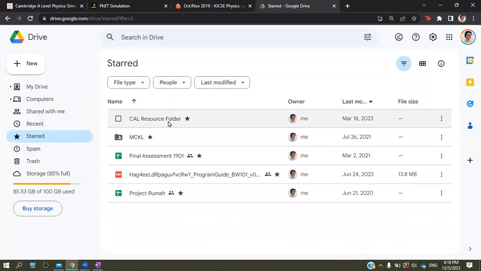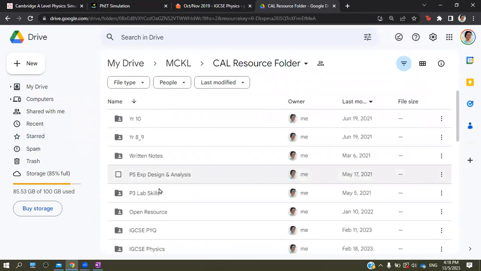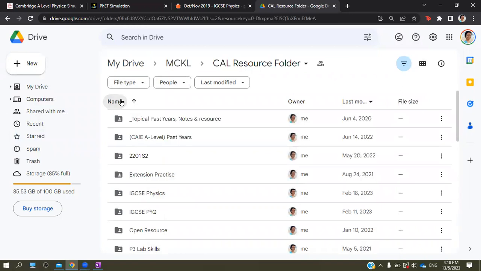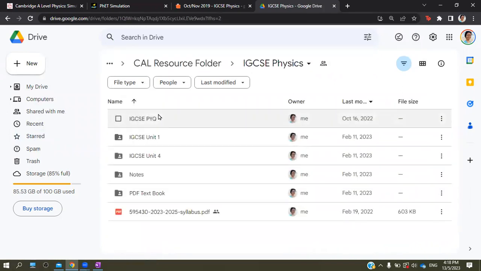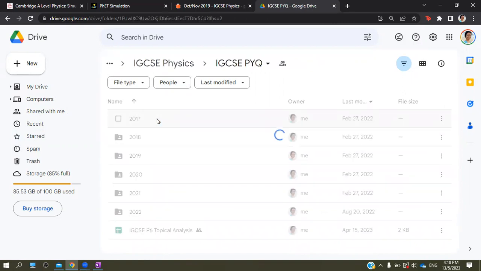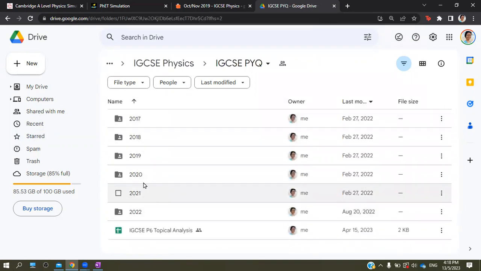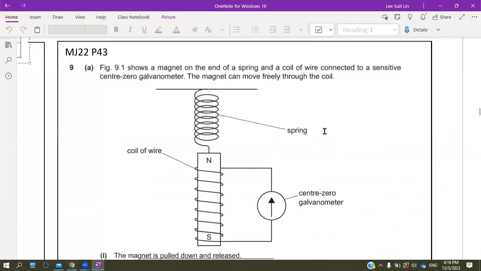It is here. Mine and yours will obviously look different. But under this folder, I've downloaded some past year questions also. Let's look at this one. This one is from number 22 last year, paper 4.3.